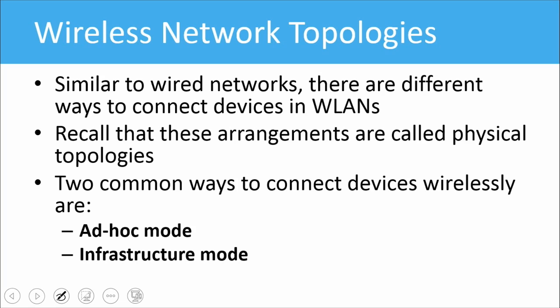All right, so let's talk about wireless network topologies. Similar to wired networks, there are different ways to connect devices in wireless LANs. Recall that these arrangements are called physical topologies, but know that when you're connecting wirelessly, the physical location of your devices doesn't necessarily always matter as much as it does when you're using physical cables, right? There are two common ways to connect devices wirelessly: ad hoc mode and infrastructure mode.